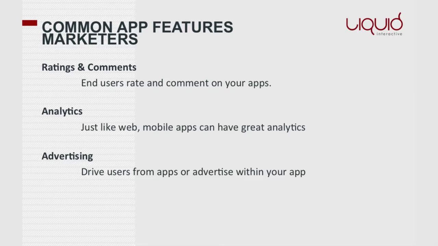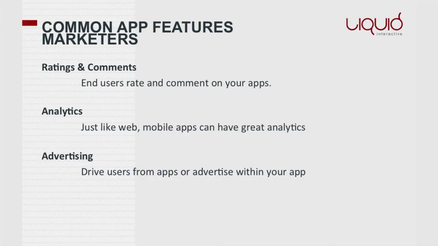So common app features for marketers, those who distribute the apps, are ratings and comments. Most app stores have a way to rate and comment on your app. You should monitor those and react to those issues. Analytics, just like web, like Google Analytics. Google Analytics has a mobile version, so you can embed deep analytics into your application. So you can watch what people are doing, learn from that, and make adjustments.